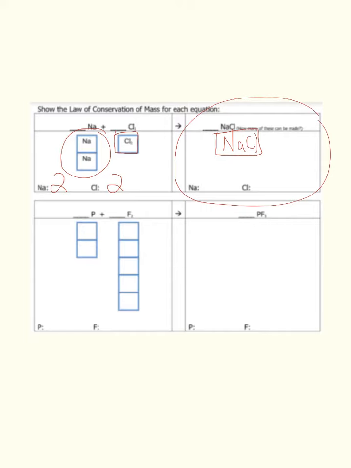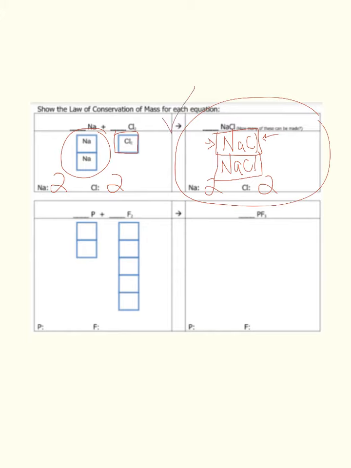And at this point, I see I have 1 Na and 1 Cl, and I need to keep adding boxes until I have the same on each side. So I'm going to draw another one. And now I can see that I have 2 Na's and 2 Cl's, and this equation is balanced.